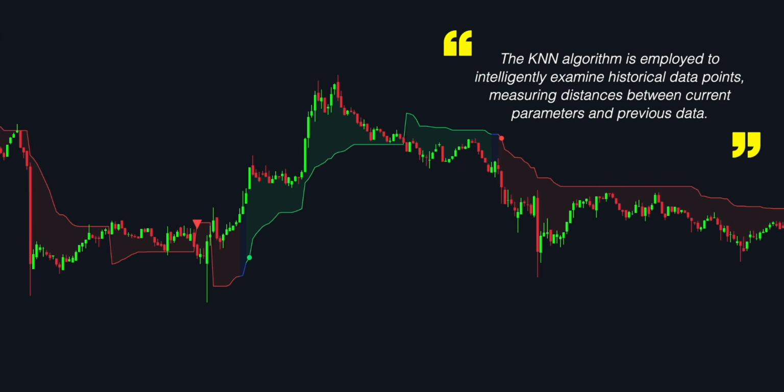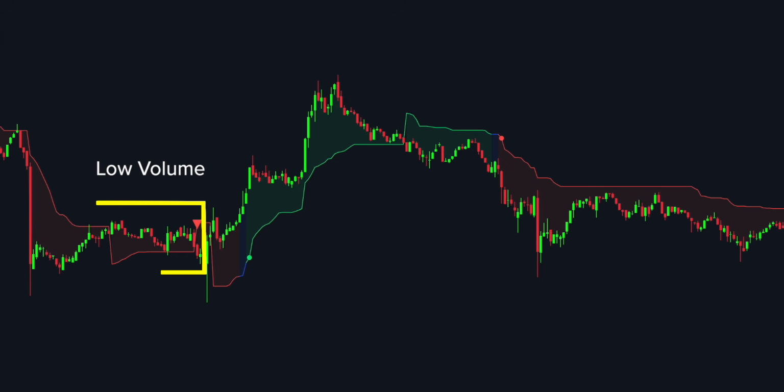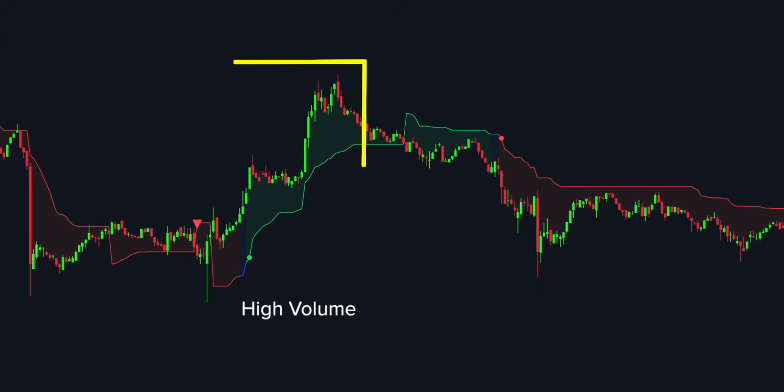The KNN algorithm is employed to intelligently examine historical data points, measuring distances between current parameters and previous data. The nearest neighbors are used to create predictive modeling, thus adapting to intricate market patterns. This tool considers not only price movement, but also trading volume, introducing an extra dimension to trend analysis. By integrating volume data, the indicator offers a more nuanced and robust understanding of market trends. When trends are supported by high trading volumes, they tend to be more stable and reliable.